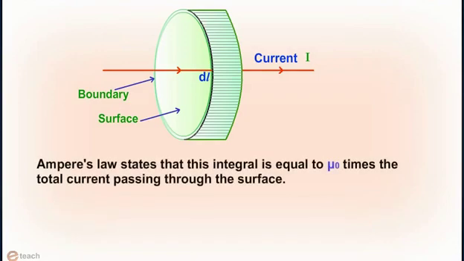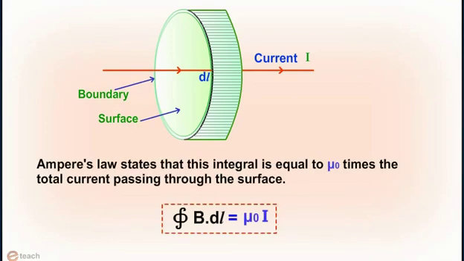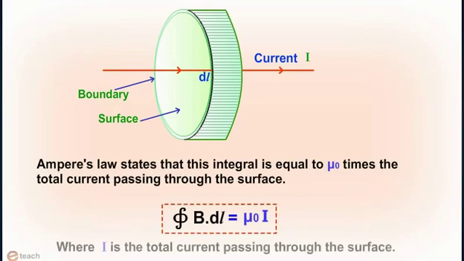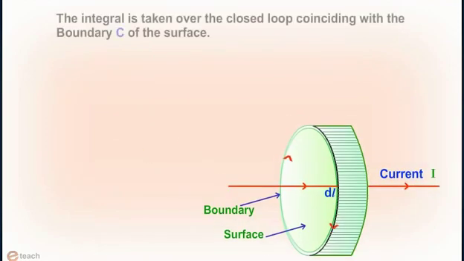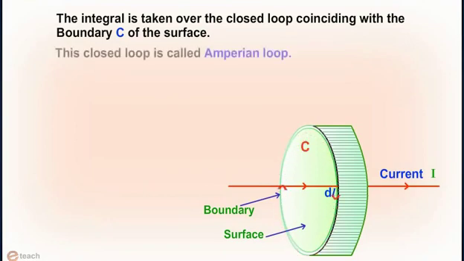Ampere's law states that this integral is equal to mu naught times the total current passing through the surface. That is, integral B dot dl equals mu naught I, where I is the total current passing through the surface. The integral is taken over the closed loop coinciding with the boundary C of the surface. This closed loop is called the Ampere loop.